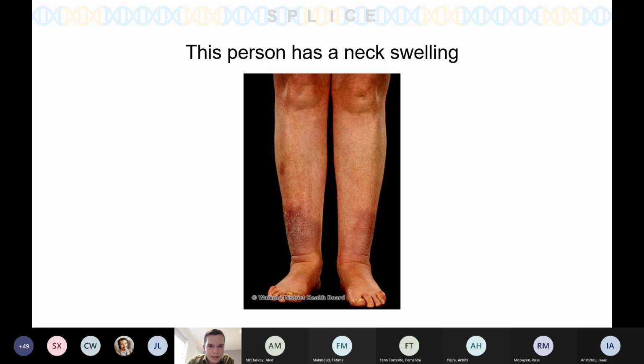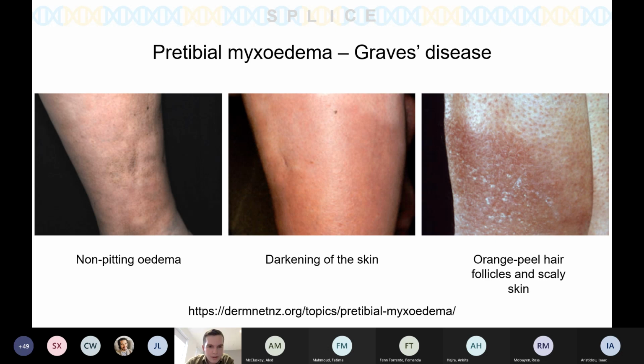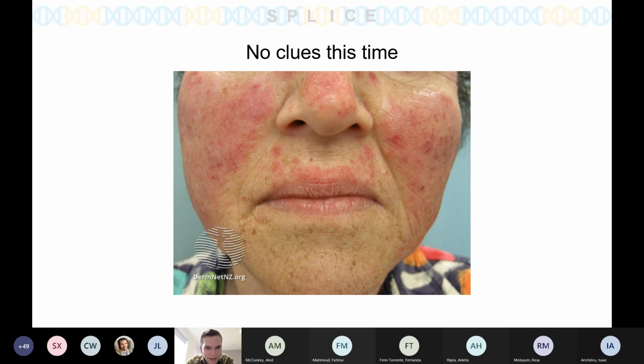This person has a neck swelling. What do we think? Myxedema. Yeah, nice. This is pretibial myxedema. Non-pitting. The skin gets dark, tight, and looks like an orange peel. You guys hopefully will know this one. I'm not going to give you any clues.